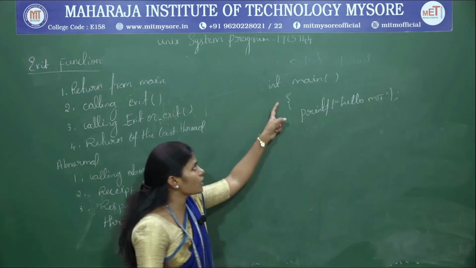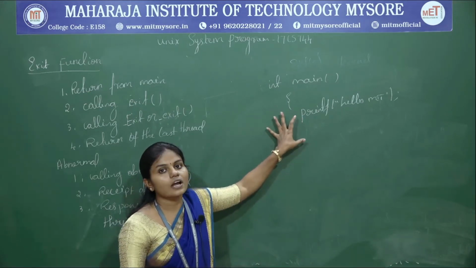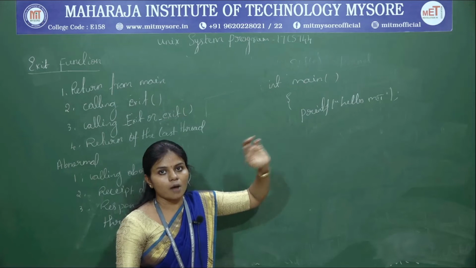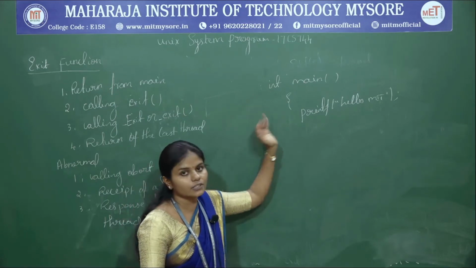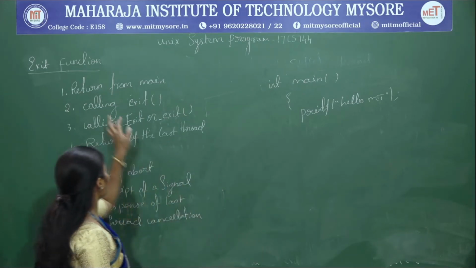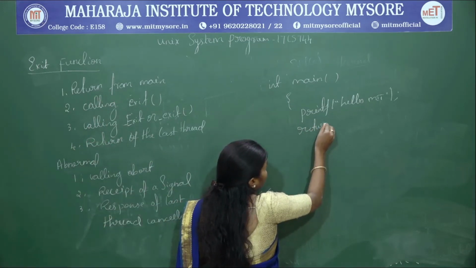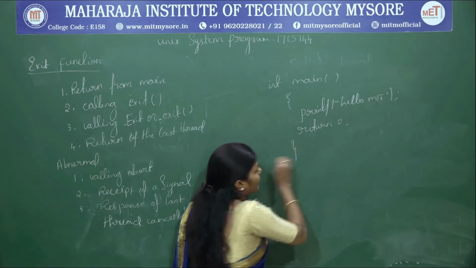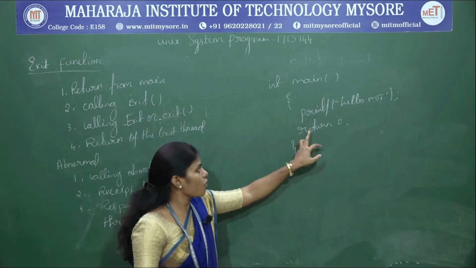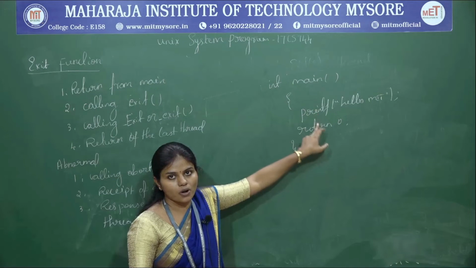So now I have to terminate this program. There are the normal ways and the abnormal ways we can terminate programs, right? First one, returning from main. When you give the statement return 0, it indicates that you are going to perform the termination of the program, right?